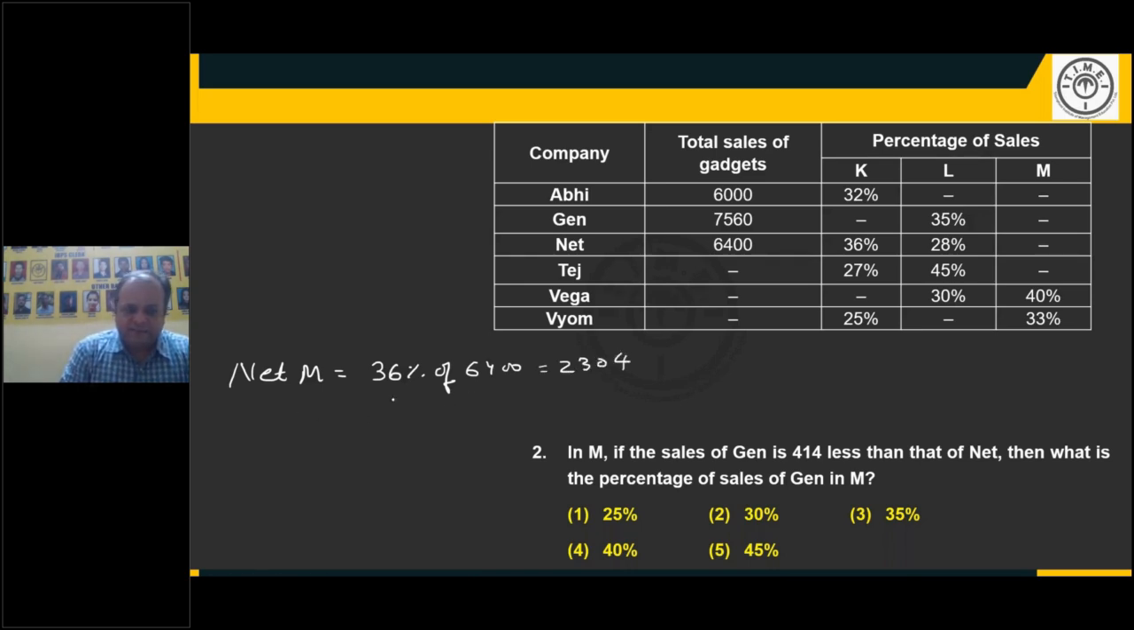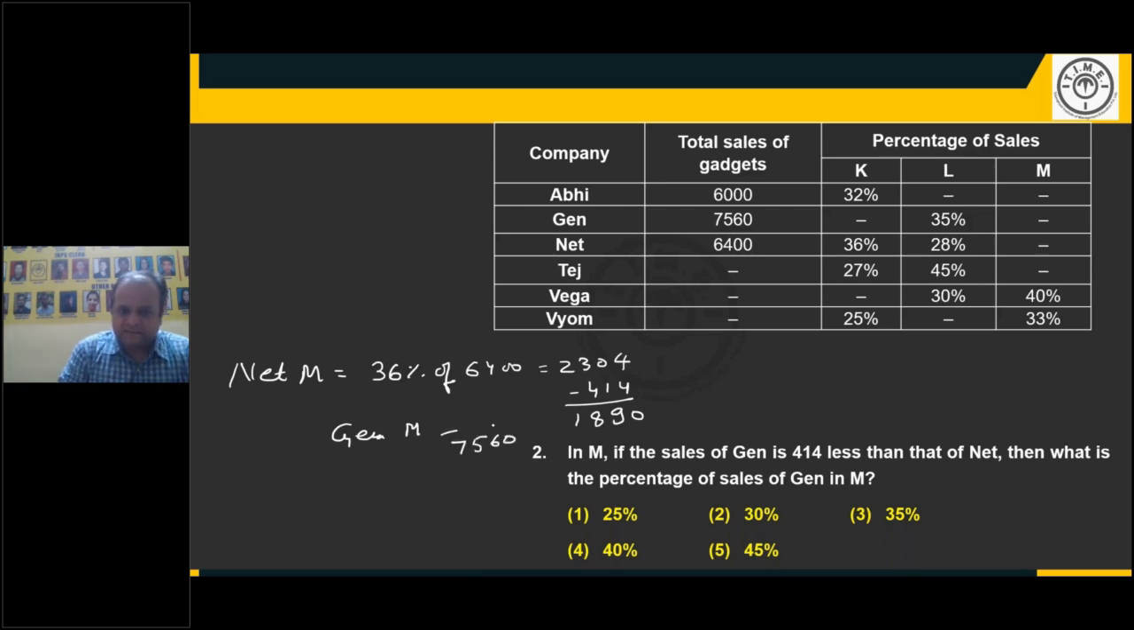And Gen's sale is 414 less. So if we subtract 414, we get 1890. So this is the sale of Gen in M, right? Because Gen's sale was 414 less, whatever the sale of Net was, we subtracted 414, we get 1890. Now this is what percentage of the sales? He's asking what is the percent of sales of Gen in M.